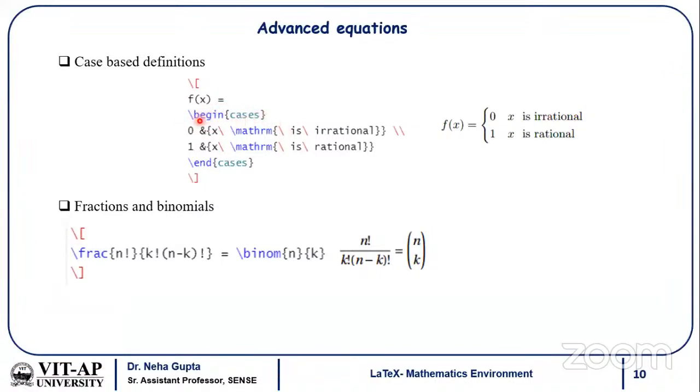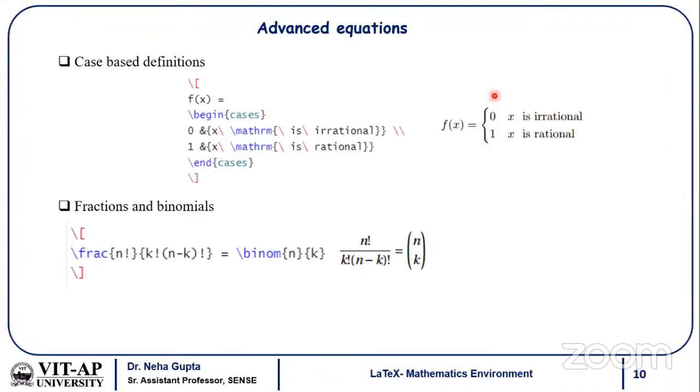Okay, just see the command. First, we have created the mathematical environment with this square bracket. Now I have the expression f(x) equal to, and on this side we have taken the curly braces. This is actually the cases representation in a mathematical expression. I have two cases, x is irrational and x is rational. So if x is irrational, then the output, or the expression, is 0.